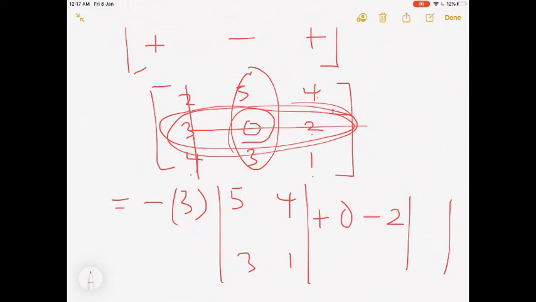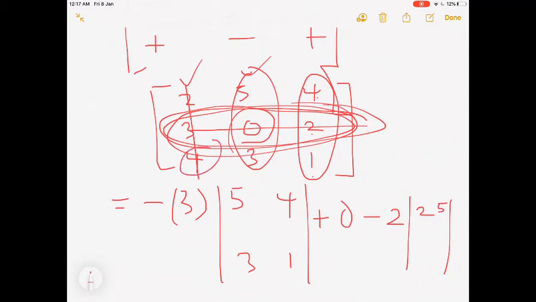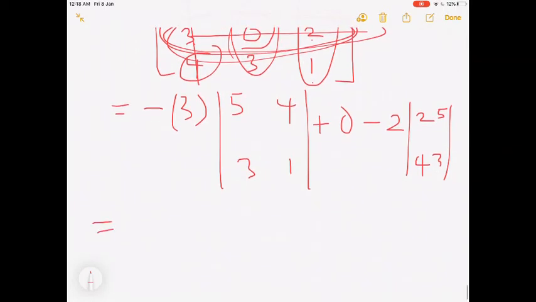So for the 2, I'm going to cross out this column that has 2 and this row that has 2. So I have 2, this 2, and this 5, and down here I have 4 and 3. Sorry, it looks like 2, 5 and 4, 3. So now I can solve this.